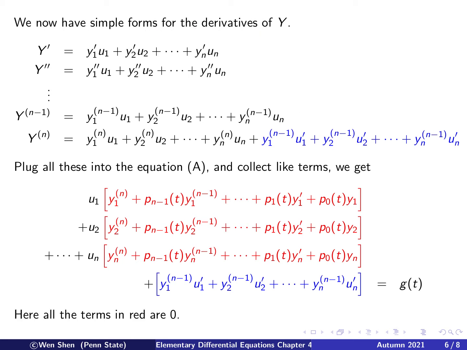So how do we simplify this expression? Well, remember, what are these little y1, y2 all the way to yn? We know that all of them are solutions to the homogeneous equation. And look at this expression, that's exactly the left-hand side of the homogeneous equation. So this means all these red terms shall all be 0. The only non-zero term on the left-hand side is the blue terms in this bracket here.